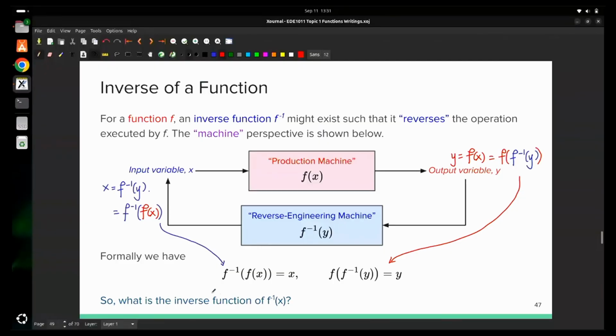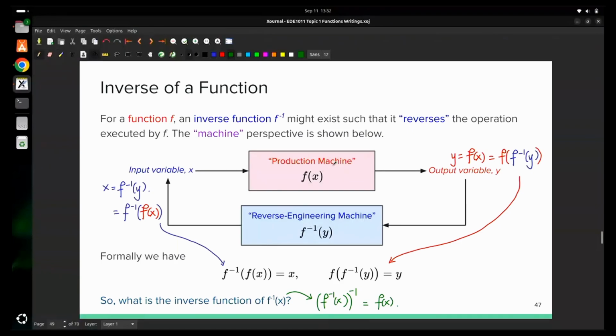So what is the inverse function of f inverse? That means I want the function notation. Anybody can tell me? You have a function called f inverse. Now I want the inverse of that function. What is that? f of x. Very good. So the inverse function of f inverse is f inverse inverse, so it's the inverse of f inverse of x. So therefore this is really just f. Because it's like you reverse the reverse engineering machine, so you'll get back the production machine.